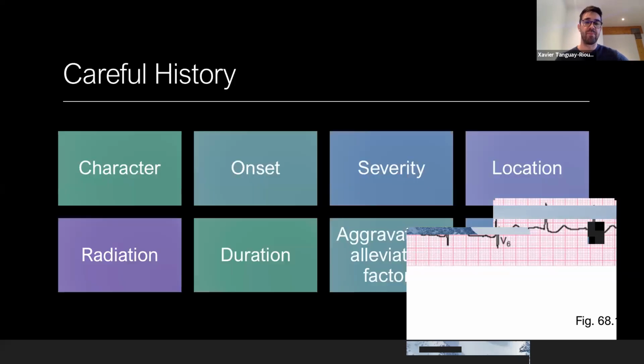When I'm talking about careful history, this is the OPQRST for pain, and I didn't put that there to teach it to you, but more to remind you that when patients have risk factors like hypertension in the emergency department, this is not really helpful to us. The clinical presentation is way more helpful to determine the pretest probability of having a disease. And these are the features that are going to help you.